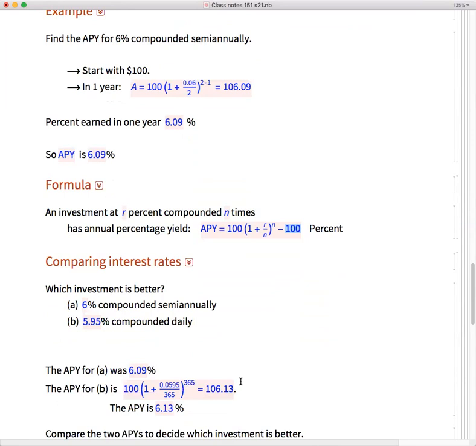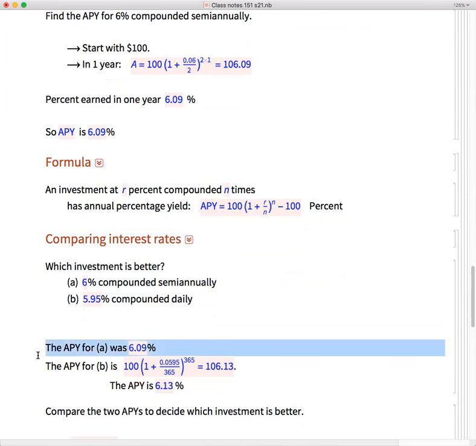Okay, so one of the reasons we're interested in APY is it helps determine which of 2 investments might be the better opportunity. So which of these 2 investments is better? Well, 6% is higher than 5.95, but in the second one, we're compounding more often. All right, well, we just computed the APY for the first option, and we got that it was 6.09.